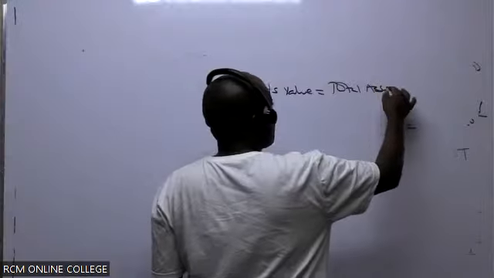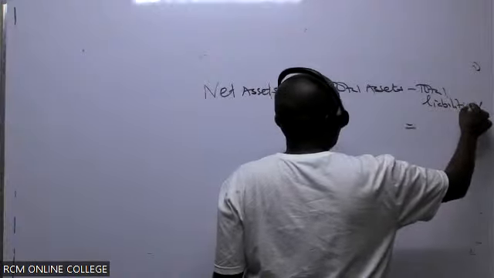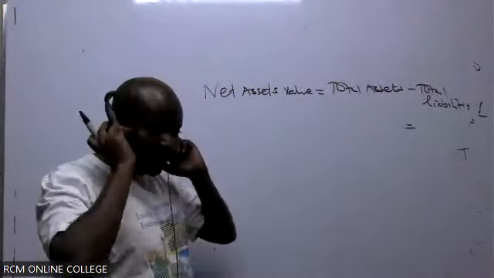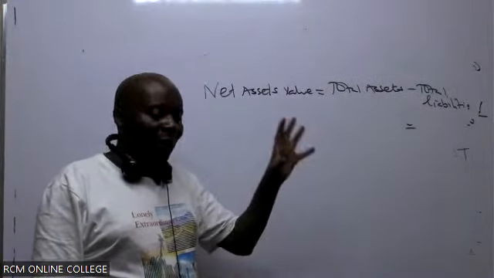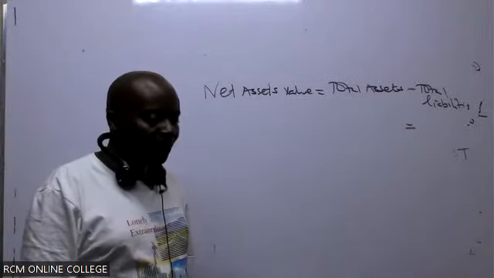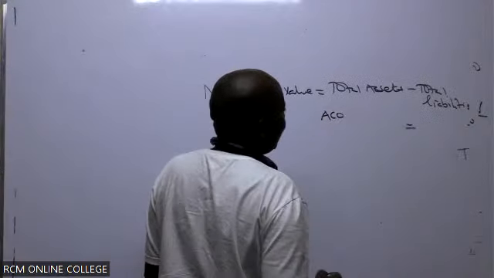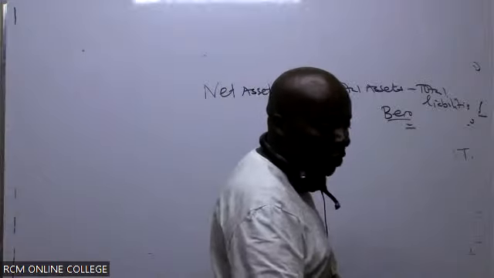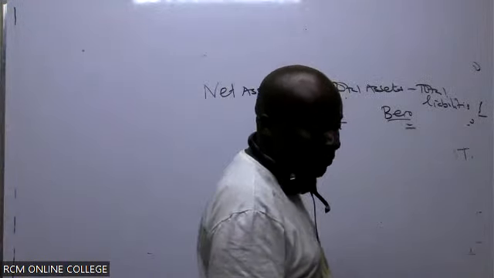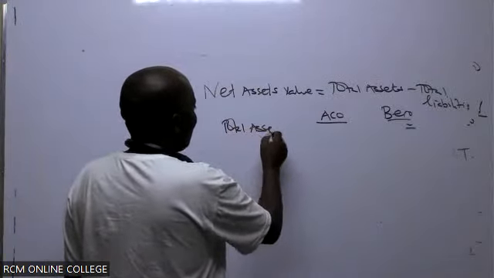equals total assets minus total liabilities. I'll show you two methods here. Net assets basically are the equities of the company: total assets minus total liabilities. Like now here we have two companies, ACO and Bero. These guys have given us total assets.